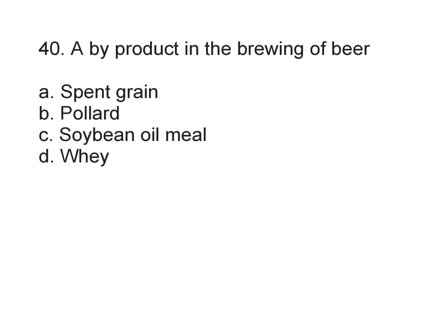Number 40. A byproduct in the brewing of beer. A. Spent grain, B. Pollard, C. Soybean oil mill, D. Whey. The answer is spent grain.